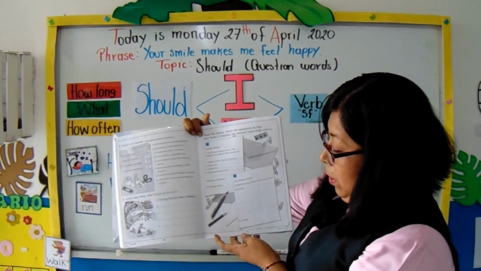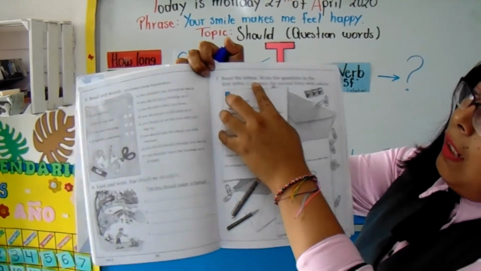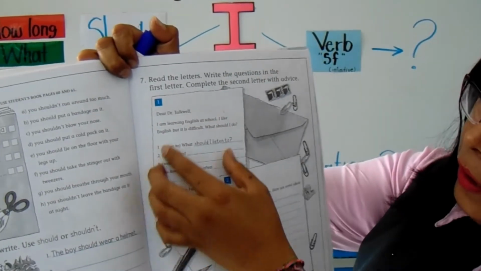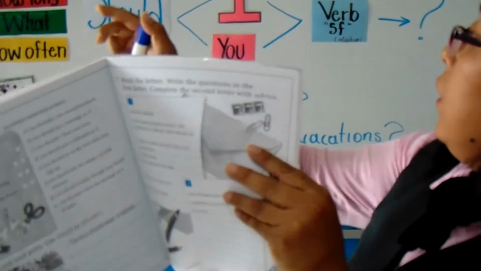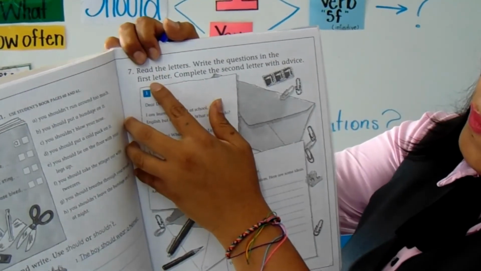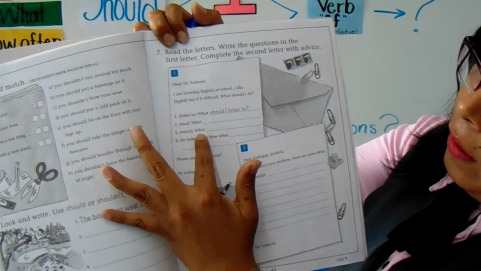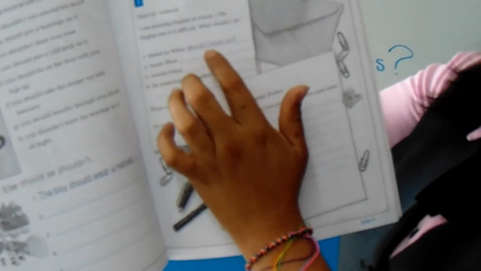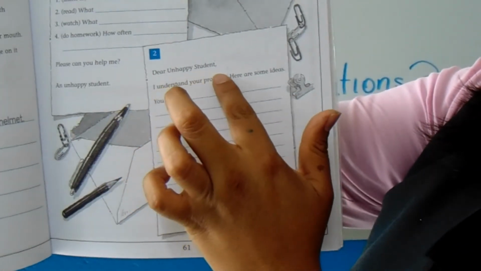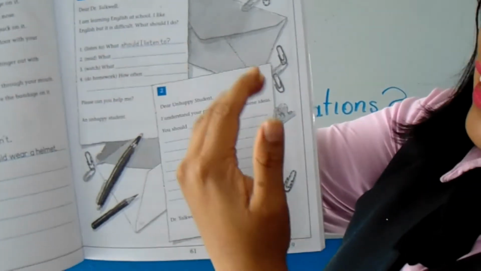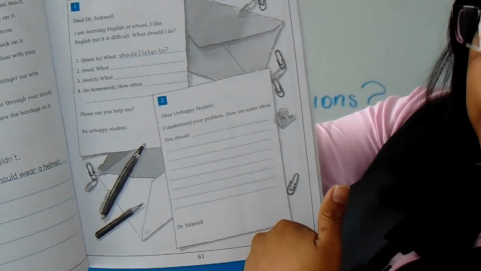In the page number 61. Yes, and says, read the letter. We have to read this letter. Write the questions. We have to form questions using the topic. And then complete the second letter. So, we have to use what, how often, and we have to use the subject I. Then, dear students, you have to give me the answers of these questions using the subject you.